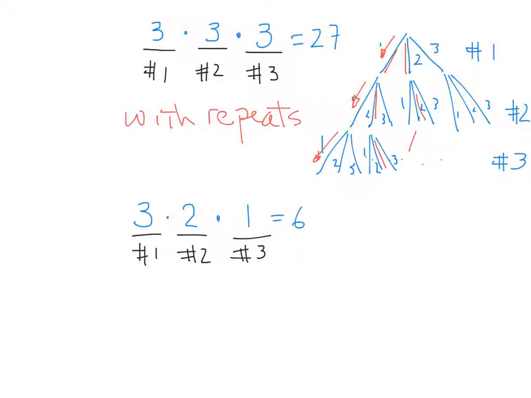What does this tree look like? This tree looks like choose 1, 2, or 3 for the first path. Choose 1, 2, or 3 here.